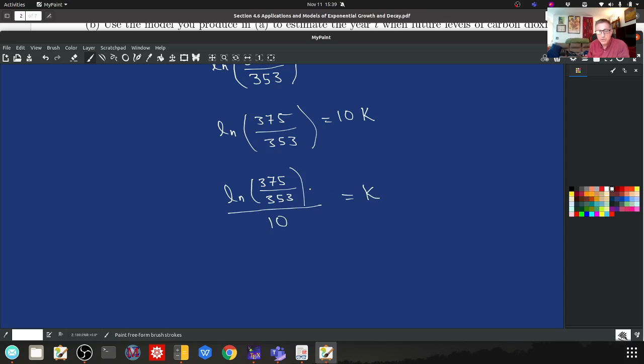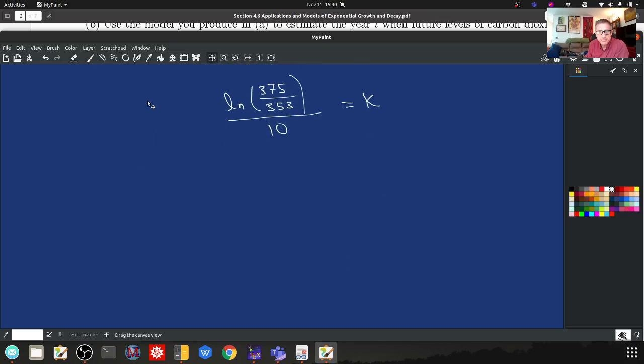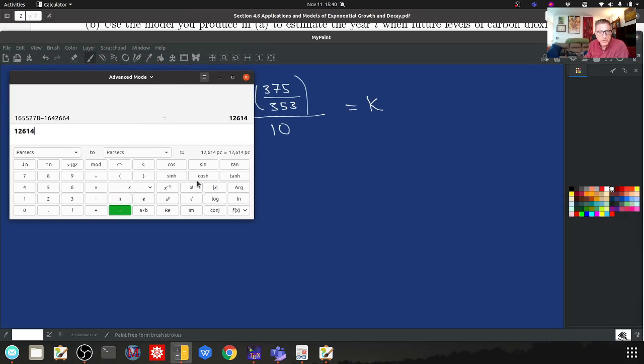The important part here is you saw the process that I used to get k. So doing that, bringing up the calculator, we will use parentheses here, and 375 divided by 353. Now that's going to be a number greater than 1 because the numerator is greater than the denominator. So I know the answer is going to be positive, and then I'm going to divide all of that by 10. And the approximate answer is 0.004.